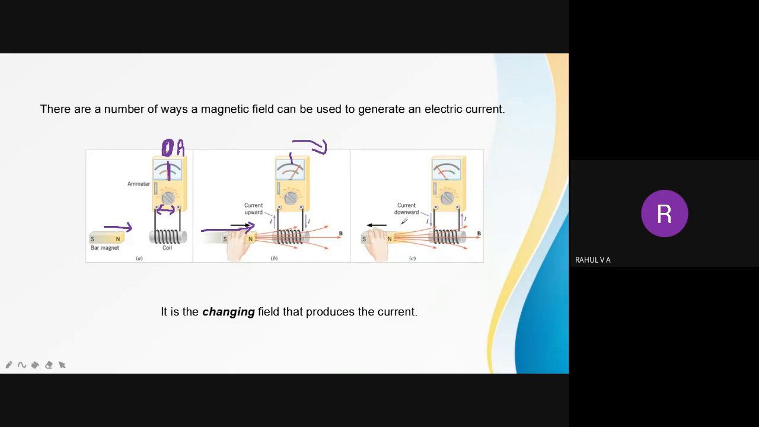Then you also observe the third diagram, where I am moving this magnet outward of this coil. What happened? At that time the deflection is towards the left side of the ammeter. So that means every time I move this magnet towards and out of this coil, EMF is induced.